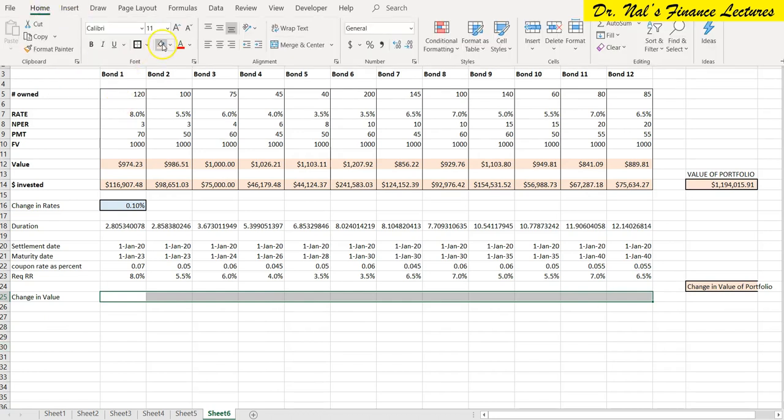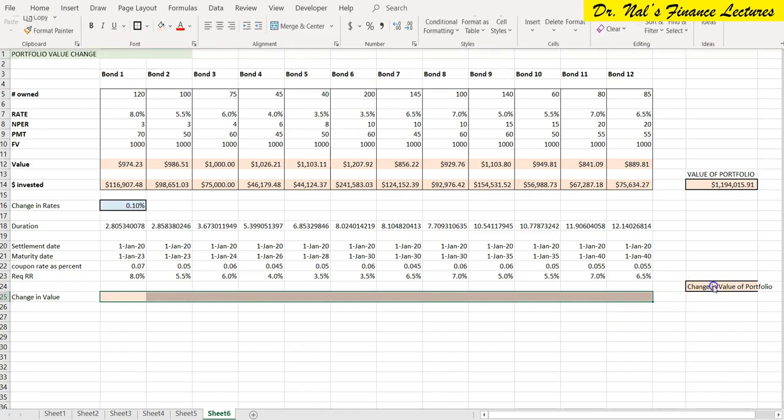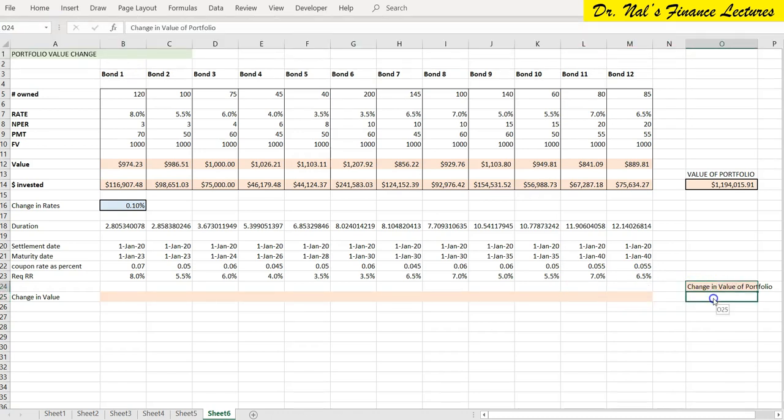Oops. I think I didn't want it to color this one, right? There you go. So let's go inside. I want that text to be above it. Control D. There you go. All right. And obviously, when I add the value of the portfolio plus the change in the value, that will give me the final value of the portfolio. New value of the portfolio. I can call it new value of portfolio. Does that make sense? As a result of a change in interest rates.